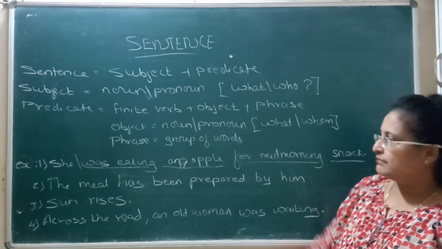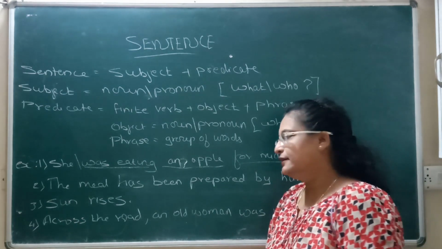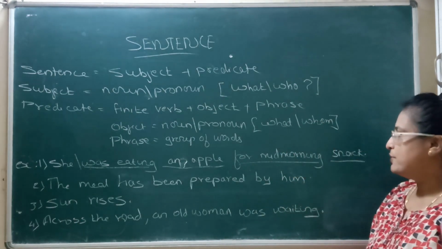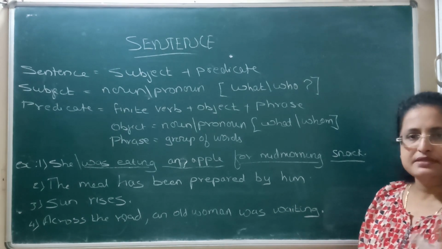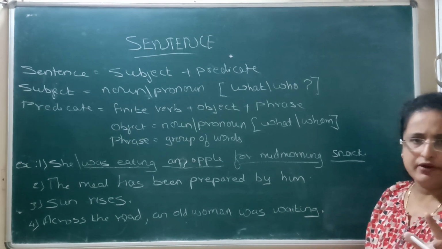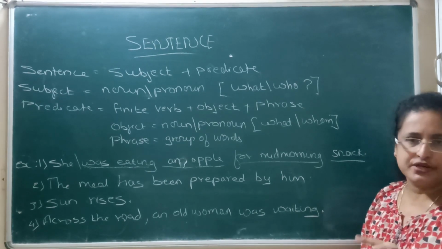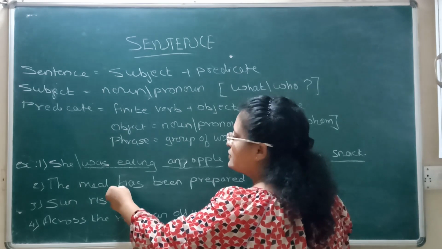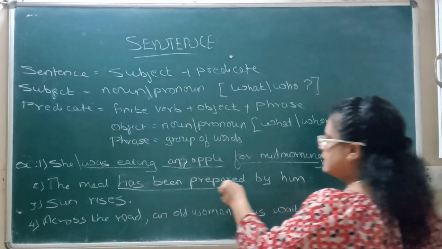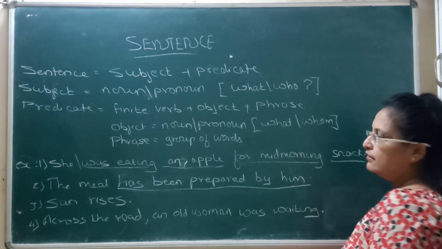See the next example, you will be able to understand it much better. The meal has been prepared by him. Again, whenever a subject predicate question comes, identify the finite verb. That is my way of teaching, and that's the best trick you can understand. What's the finite verb here? Has. Exactly. So from here till the end of the sentence is the predicate.